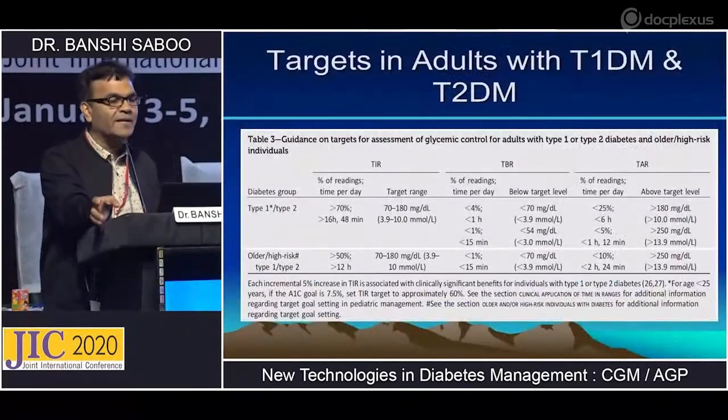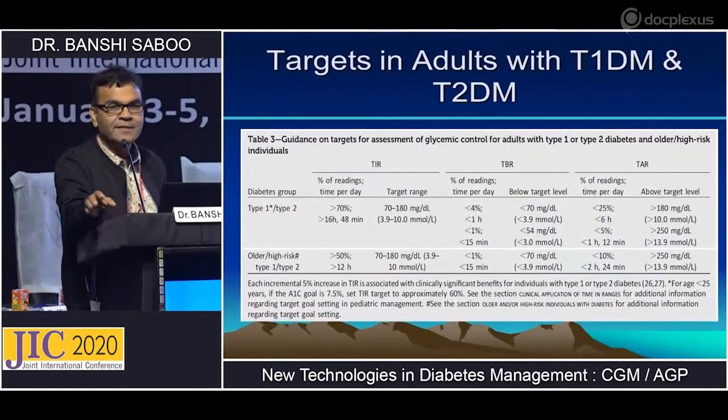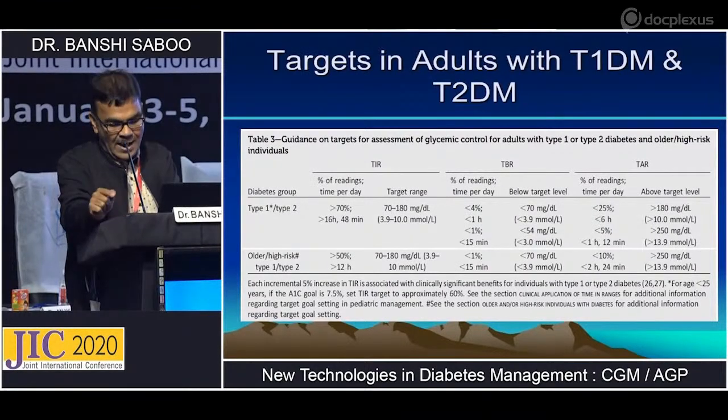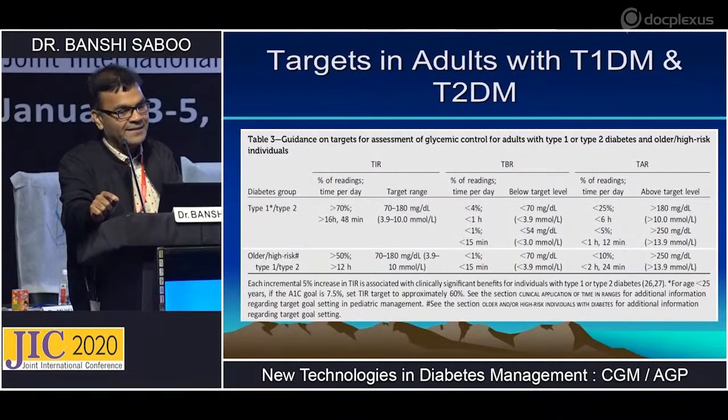The targets in adults with type 1 diabetes and type 2 diabetes are very simple. 70% of the time they should be in time in range, which is 70 to 180. They may be 4% of the time less than 70, 25% of the time more than 180, and less than 1% of the time severe hypoglycemia or severe hyperglycemia, below 54 or above 250.